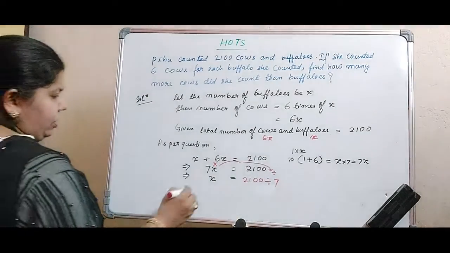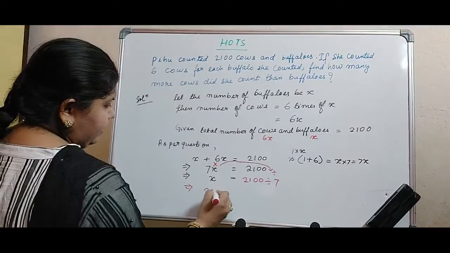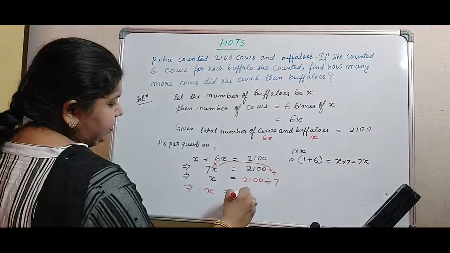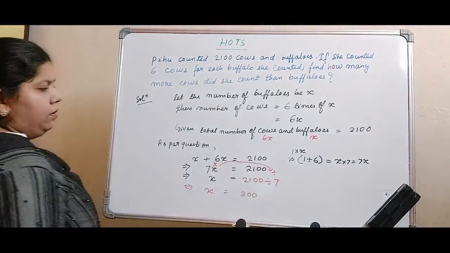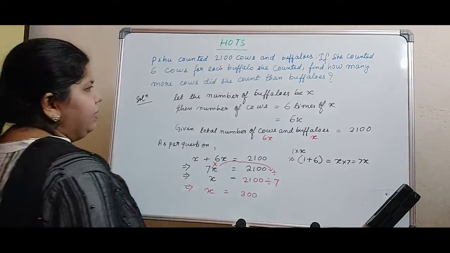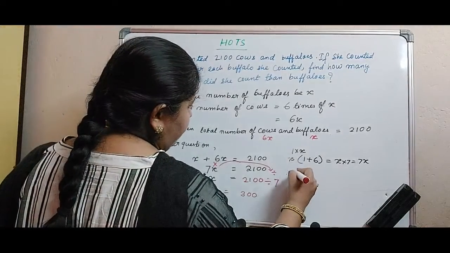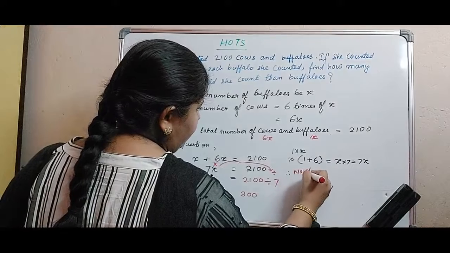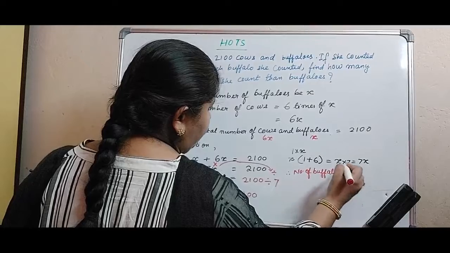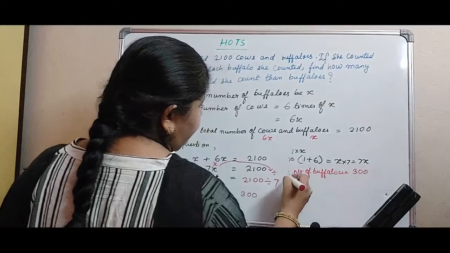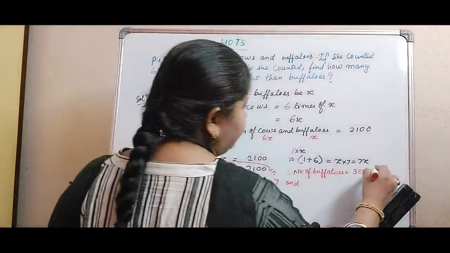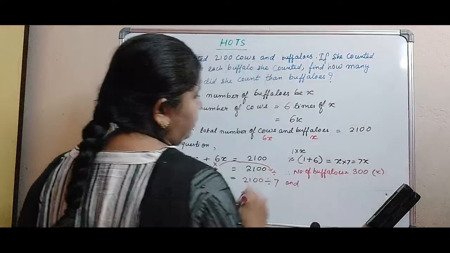So after division, what will we get as the value of x? X will become 2100 divided by 7, which is 300. Now you can easily work out the number of buffaloes and cows. Therefore, number of buffaloes equals 300, and why 300? Because it is x. That is why we have written 300.